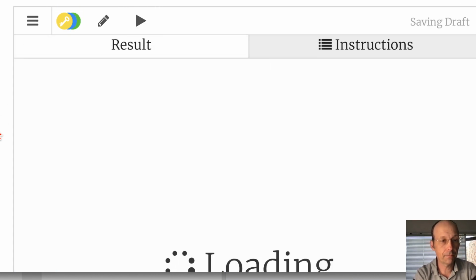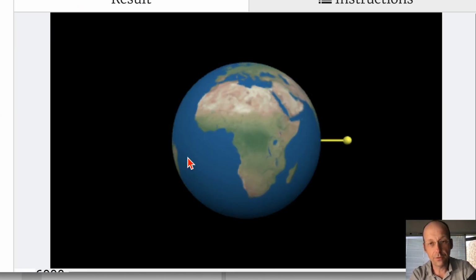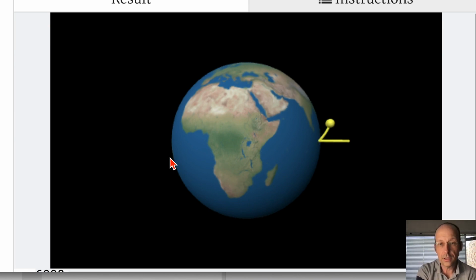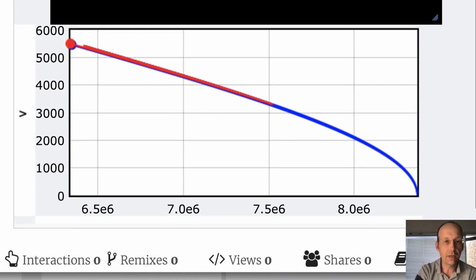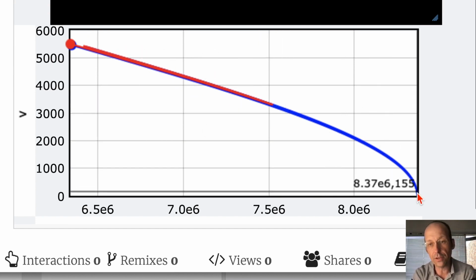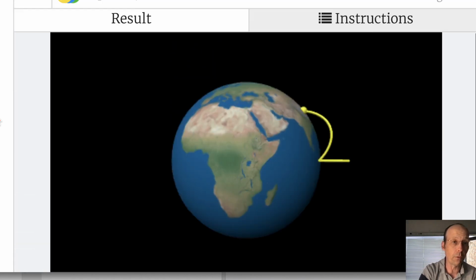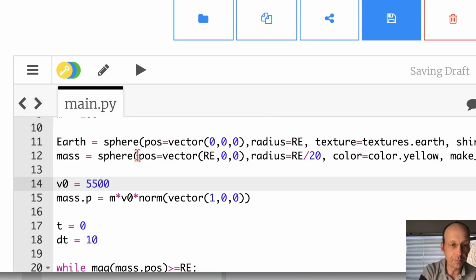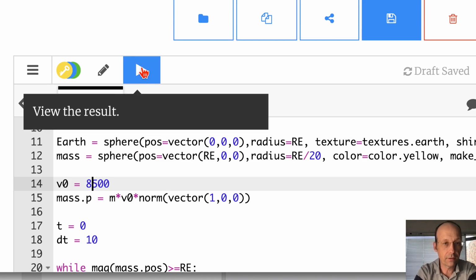Run that. Let's watch it. And then, so there's my first launch. And the second one. Okay. And then if I look at the two graphs, you'll notice that they agree. I'm not going to animate them. But it's 8.3, so it did go further away. Let's do one more speed. And let's do 8,500.